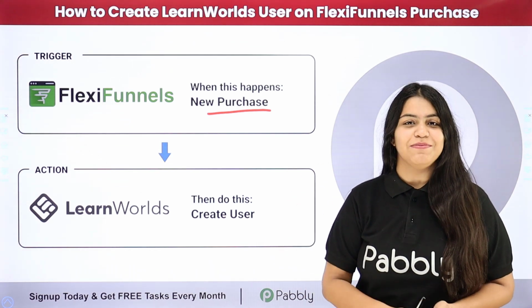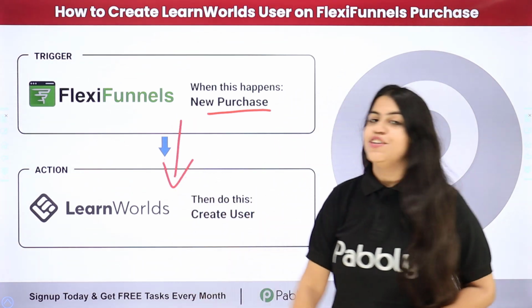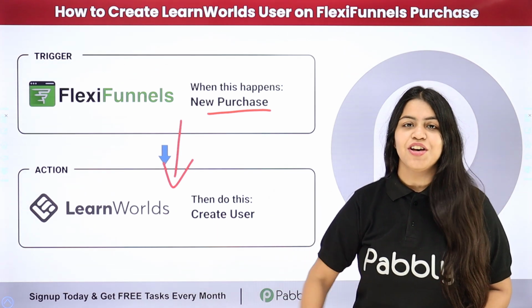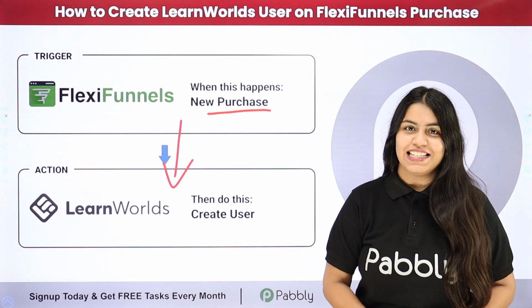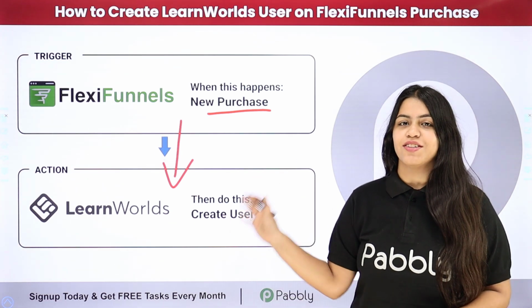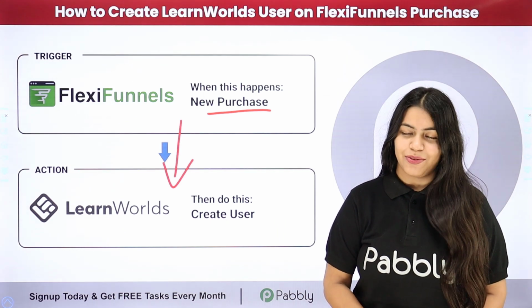So to do this, we are simply going to create a connection between FlexiFunnels and LearnWorlds. To create this connection, without knowing any programming or coding language, we are going to use Pabbly Connect. It is an amazing automation software. So do you also want to create this automation for your business? Then for that you have to come with me towards my screen.